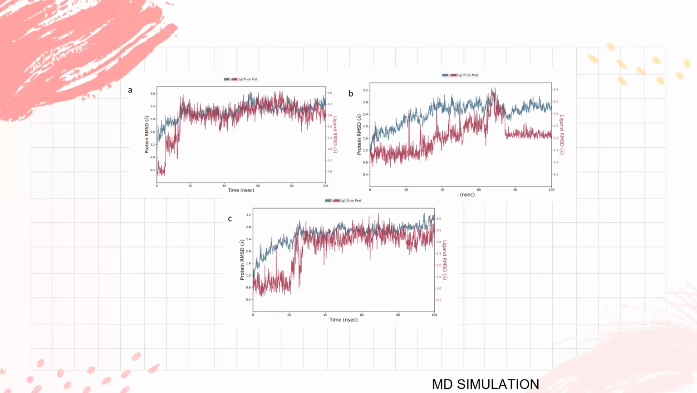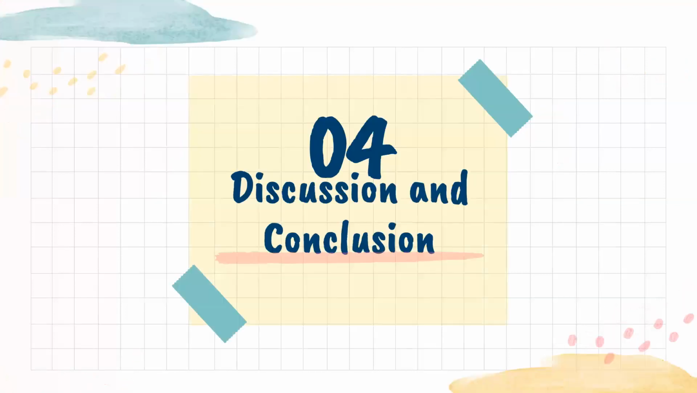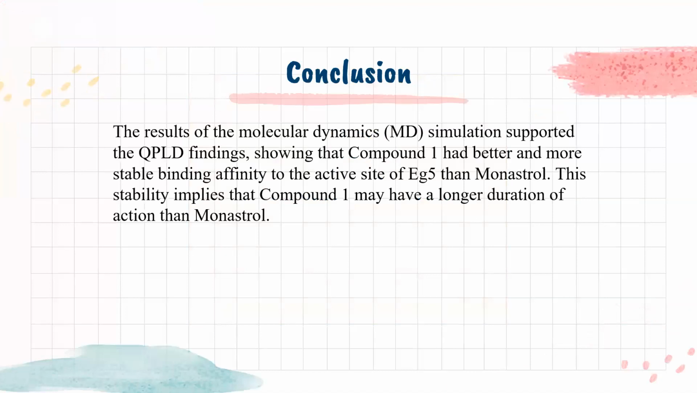Okay, discussion and conclusion. In this study, we tried to use various in silico techniques, different computational methods, to identify inhibitors of EG5. The results of the molecular dynamic simulation really supported our previous results. They showed that compound 1, which doesn't have a name I could interpret because it has a Chinese name, so I named it compound 1, had better and more stable binding affinity to the binding site of EG5 than the standard drug.